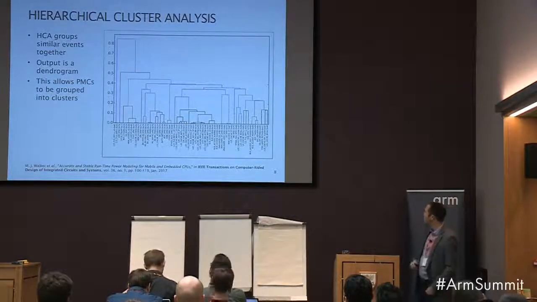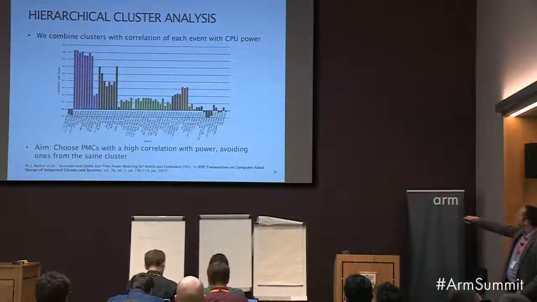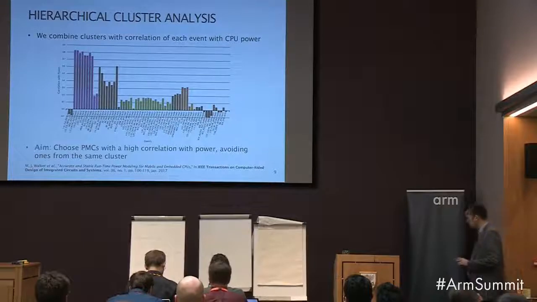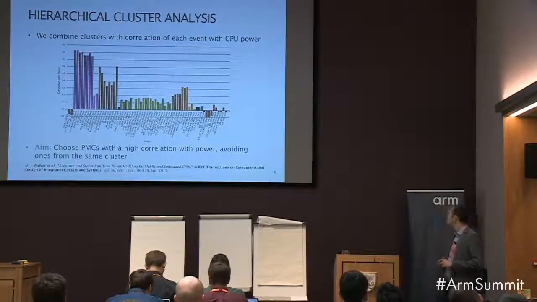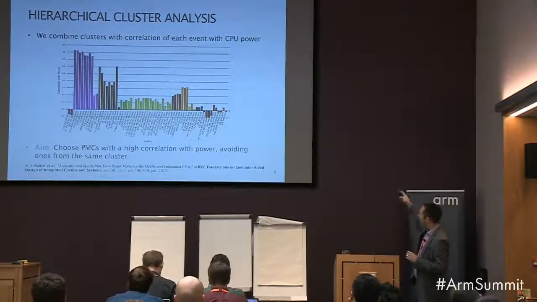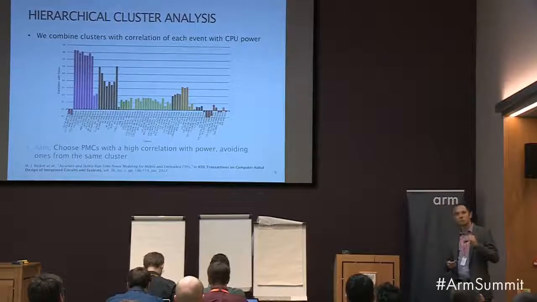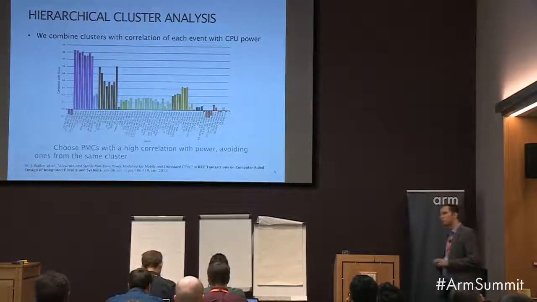And ones from different clusters are not. And so we can pull them together, and we end up with a set of different clusters indicated by the different colors on here, depending on where you draw the threshold on that previous plot. And then what we aim to do is pick individual performance counters that have a good correlation with power, but from different clusters, and try and avoid picking lots of them from the same cluster.